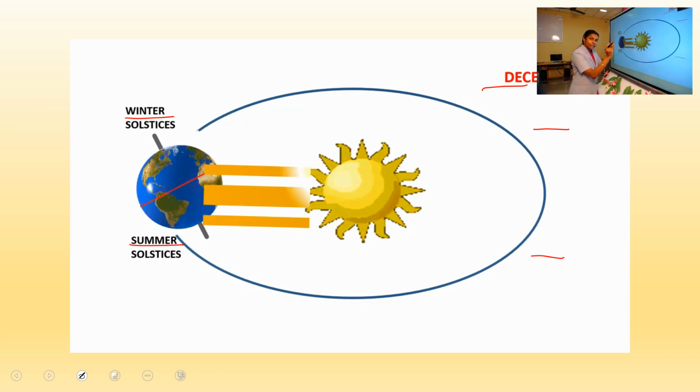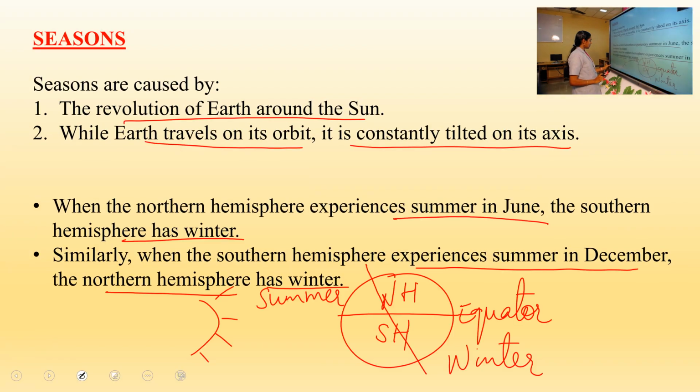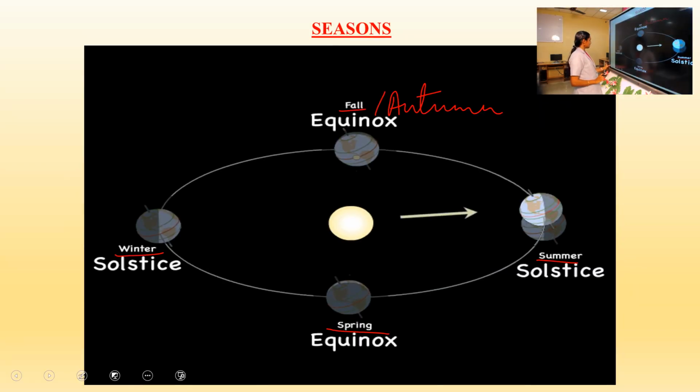So during the revolution, a part of the earth is facing the sun. When it faces the sun, it will be summer there, and the part which is turned away from the sun will experience winter. Clear? So we will continue. I will just go through it again.